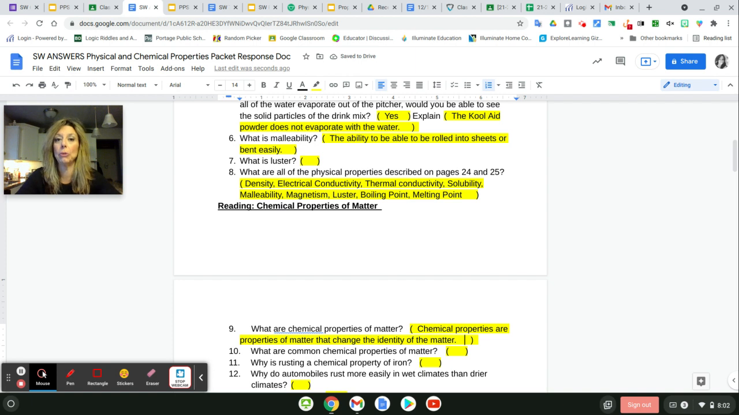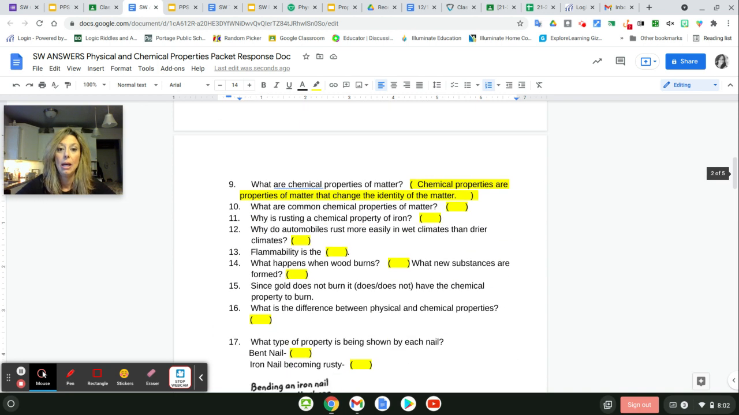Okay, so if you burn something, flammability is a chemical property. If you burn something, it no longer is the substance you originally had. You know, if you burn paper, it's not paper anymore. It doesn't look like paper, doesn't have the same properties of paper. You just kind of have a pile of ash, water, and then you see some smoke. So those are completely different substances after you burn it. And so that's what chemical properties are.